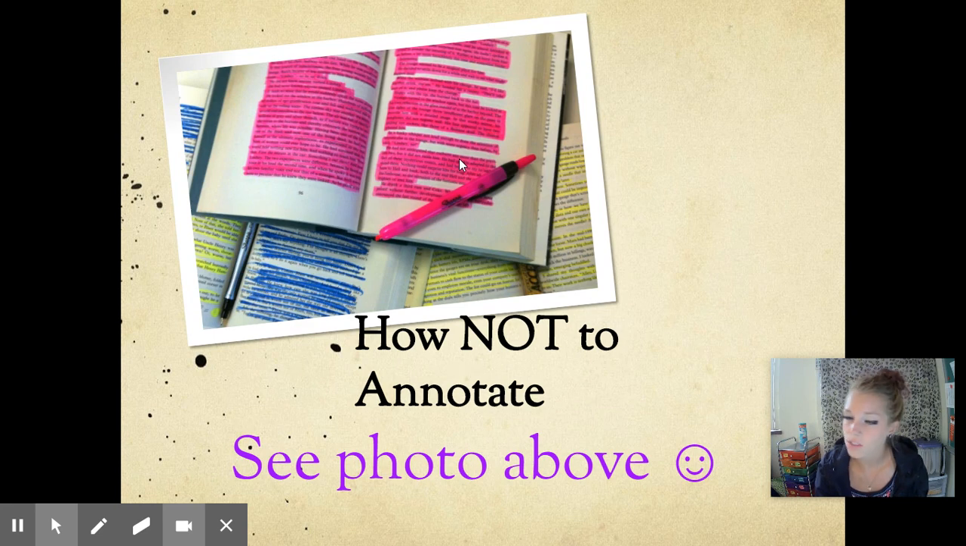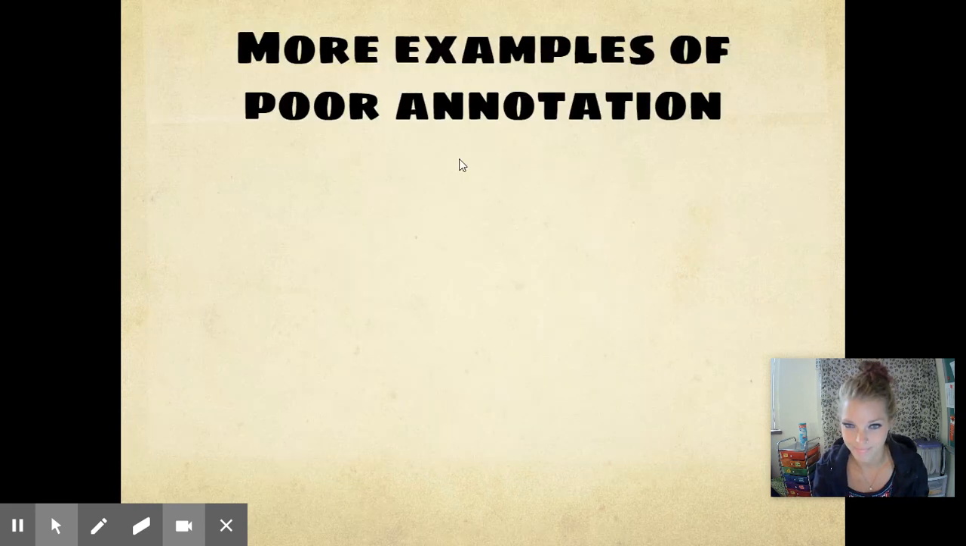You do not want to highlight every single paragraph, every single sentence. I know you're going to want to because you're like, oh, well, this is important and this is important, but don't do it. Okay, so here's another example.